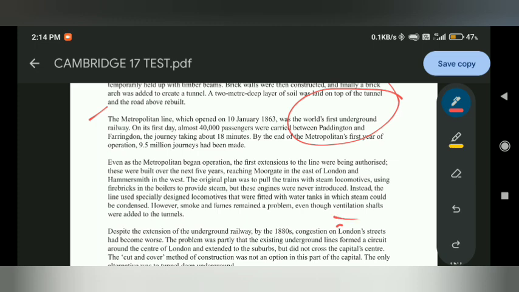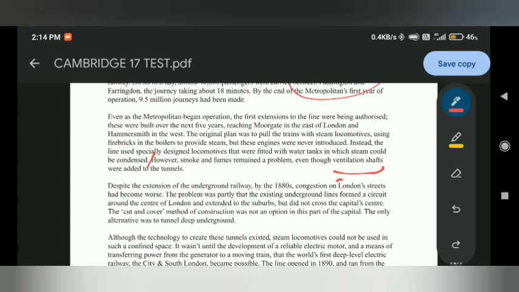Here the ventilation shafts are mentioned. So let's read from however smoke and fumes remain a problem even though ventilation shafts were added to the tunnels. So it is clear that they have also stated the same thing, paraphrasing it in the passage, like however smoke and fumes remain a problem.